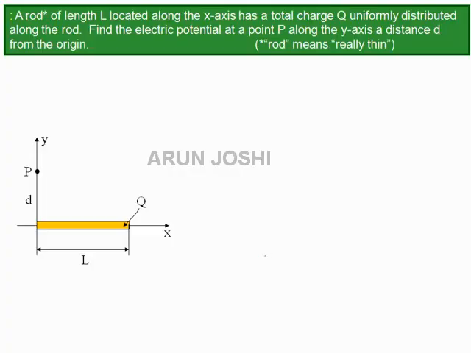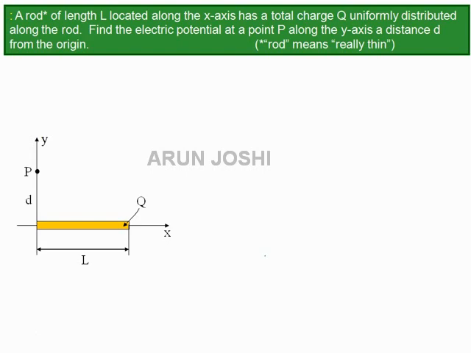Similarly, if I ask you another question: there is a rod of length L located along the x-axis, which has a total charge Q uniformly distributed. Find the electric potential at point P along the y-axis at a distance d. It is written that it is a rod, meaning really thin, so we are not counting the thickness. Now please pause the video, try to solve it yourself, then follow my steps.